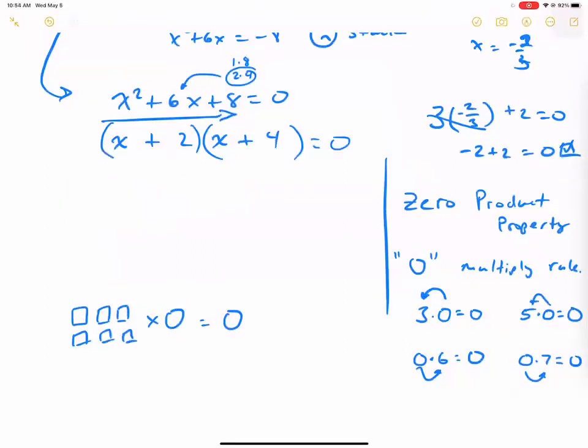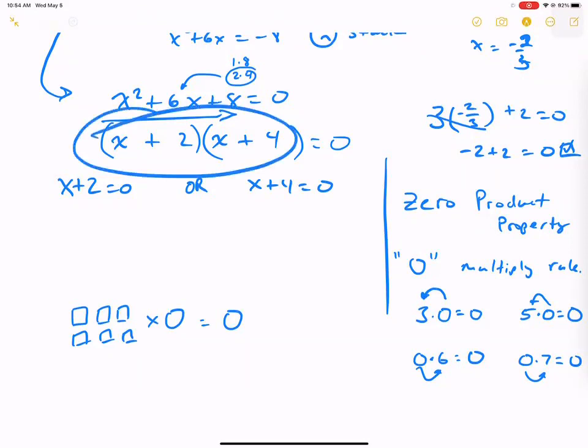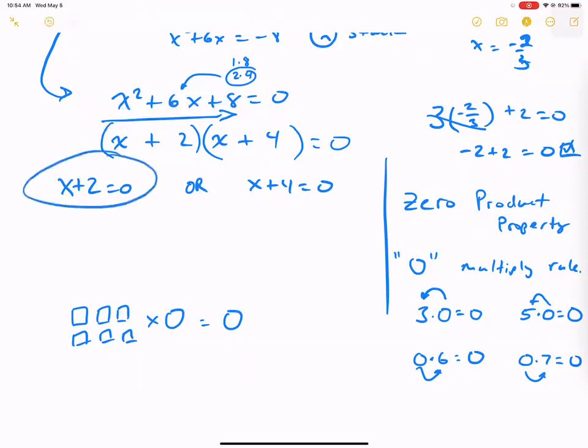Now, here's the next rule. When we use the zero product property, I can say x plus 2 is equal to 0, or x plus 4 is equal to 0. The rule allows me to break apart the problem because instead of looking at two problems at once, I'm going to take care of them separately. I'm going to deal with you first and then you.